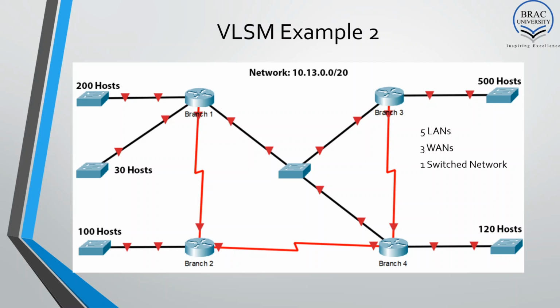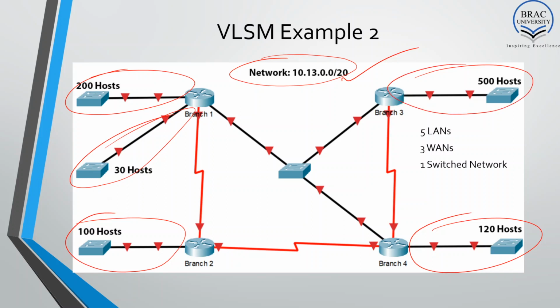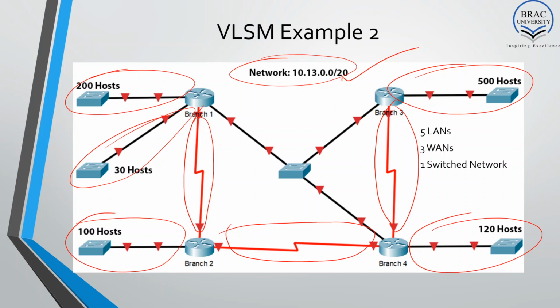Now, looking at the topology, the very first task is to identify the network address, which is given here already. I'll just select the pen. Yeah, so this is our network address given. Then we have a few LANs, like 5 LANs of 200 hosts, 30 hosts, 100 hosts, 120 hosts, and finally 500 hosts, right? Then there are 3 WAN links, which is this one and this one, right?